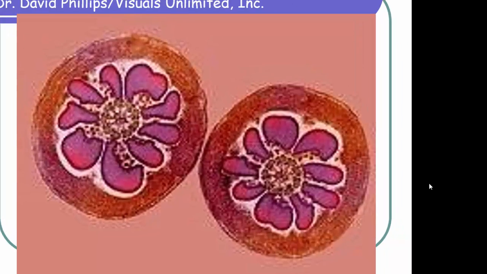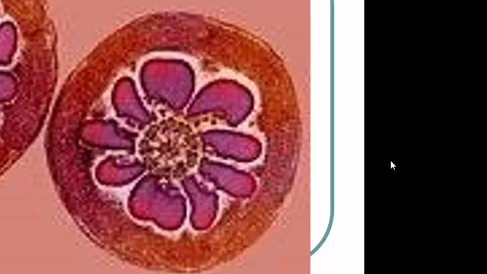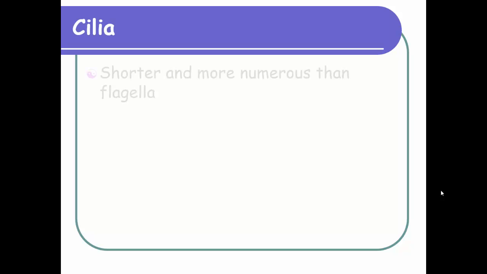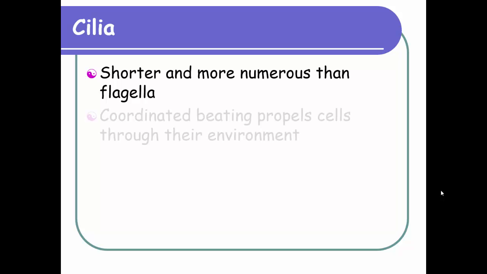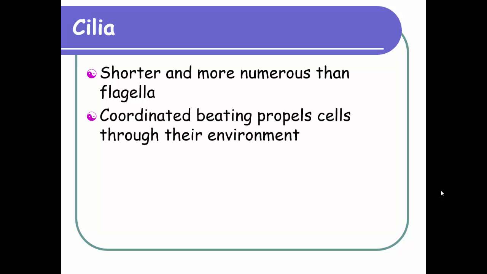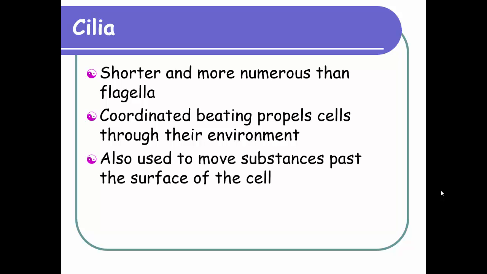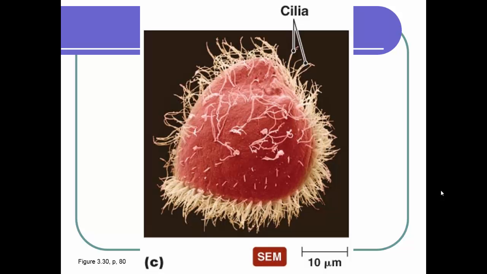This is a cross-sectional view of the human sperm flagellum. Here you can see the 9 doublets and the 2 small central microtubules. Cilia are shorter and more numerous than flagella, but are also made up of the 9-2 arrangement. They have coordinated beating that propels the cells through their environment. They also can be used on cells to move substances past the surface of the cell, such as the ciliated epithelial cells of our trachea and bronchi.